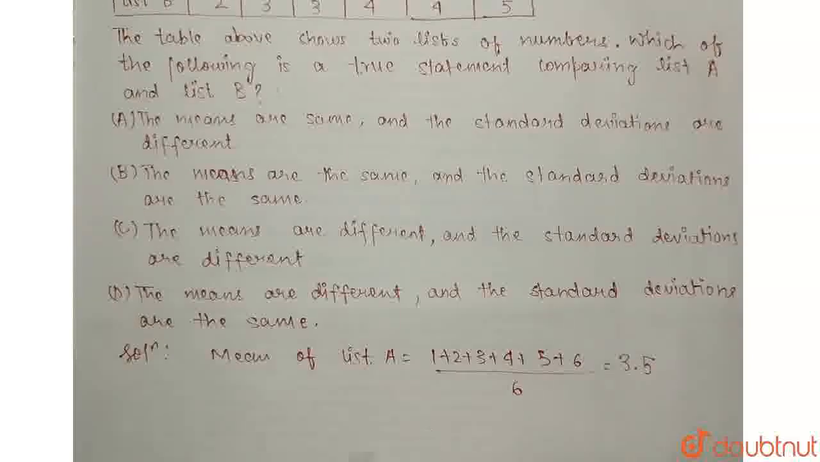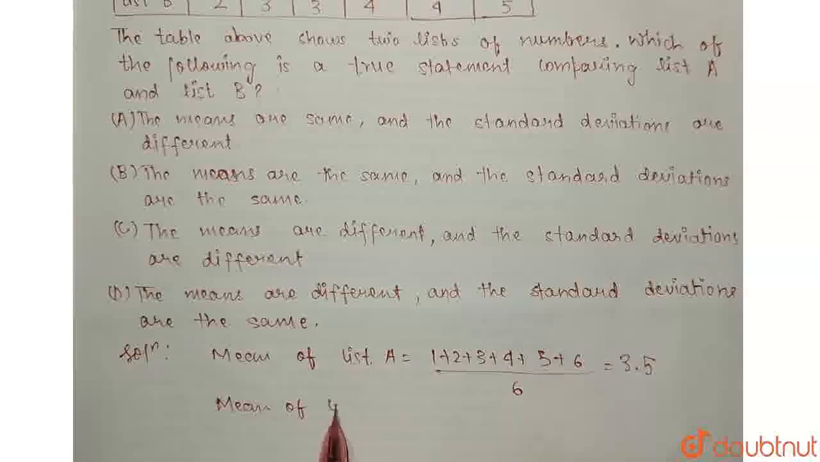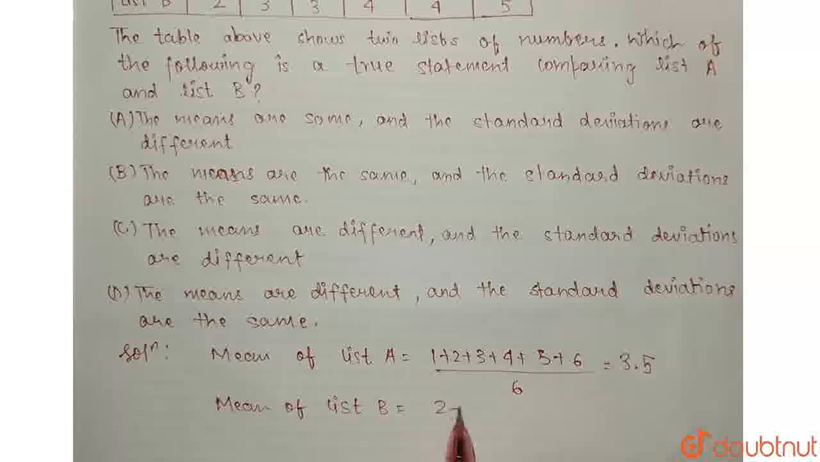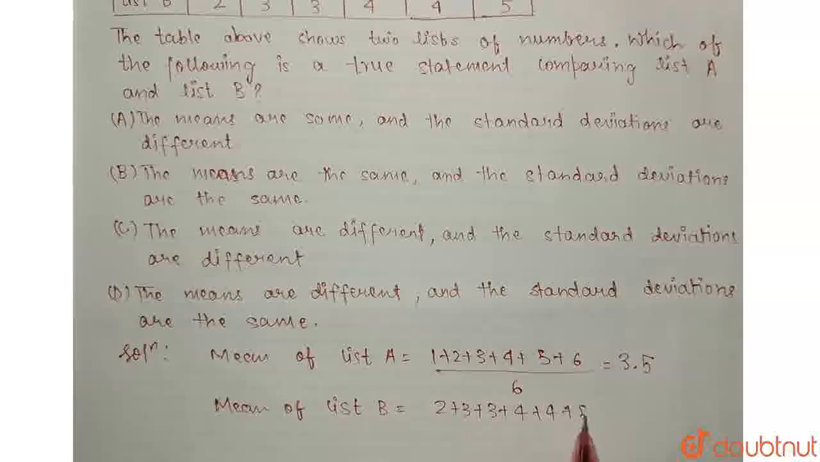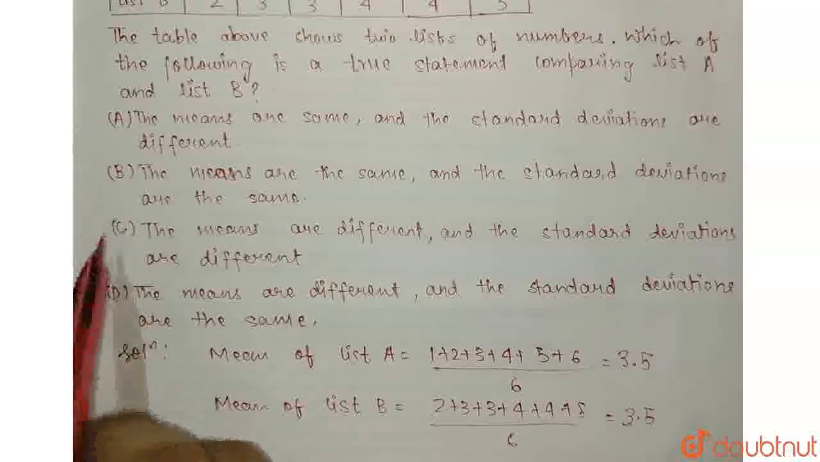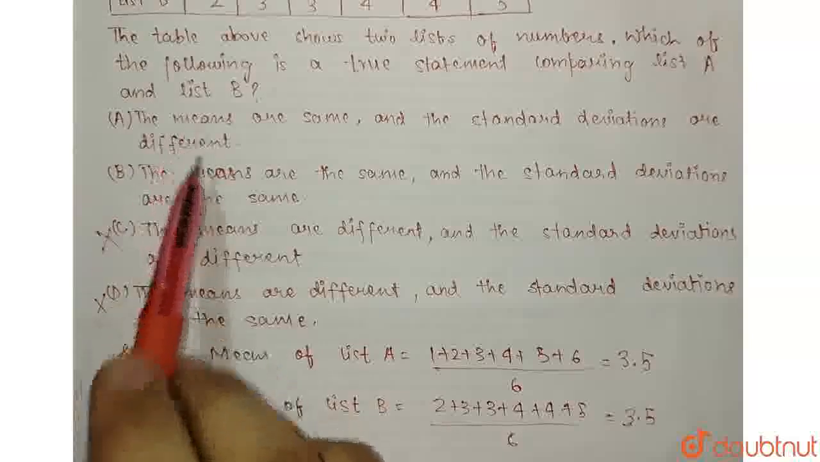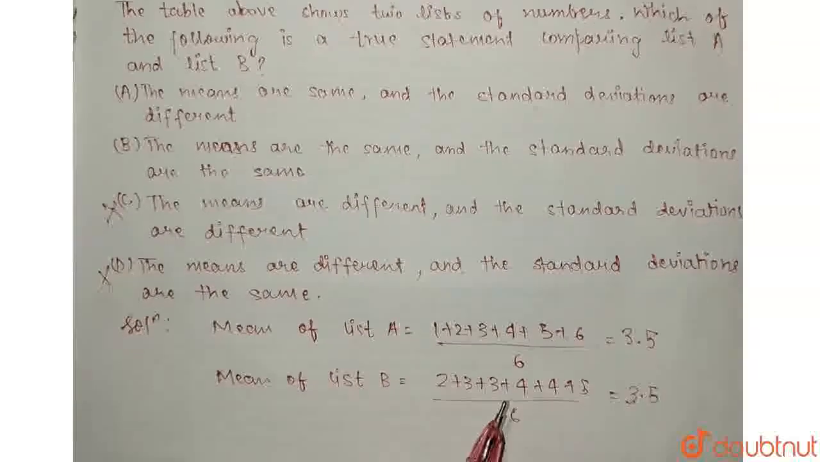Okay, and similarly the mean of list B is 2 plus 3 plus 3 plus 4 plus 4 plus 5 divided by 6, that comes out to be 3.5. Okay, so the mean is the same, so C and D can get out of the picture. Now B and A are in.